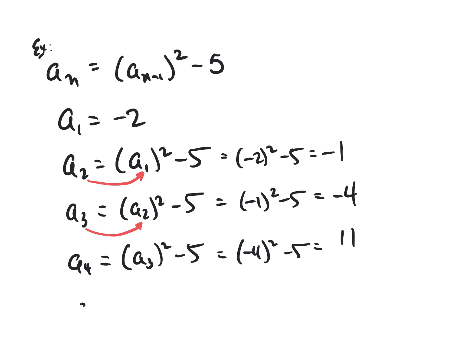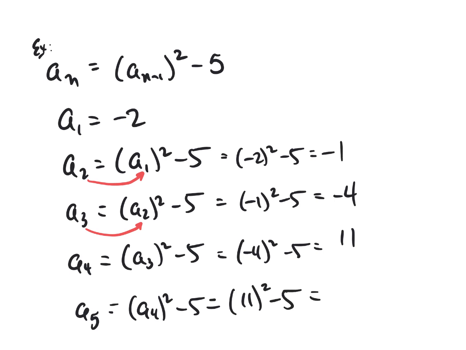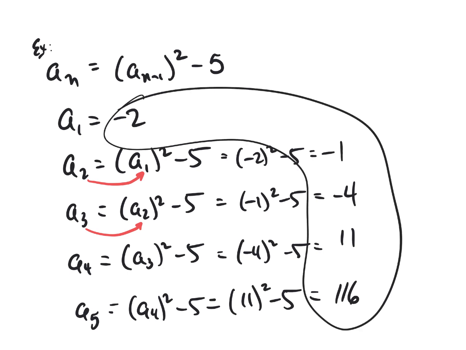And just for the heck of it, let's go one more since I have room. The fifth term is then going to be equal to the fourth term squared minus 5. But the fourth term we already found is 11, so we put in 11 and do the math, and 11 squared minus 5 is going to be 116. So we're able to find the first 5 terms of the recursive sequence.